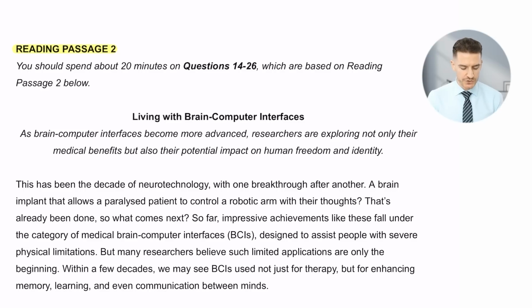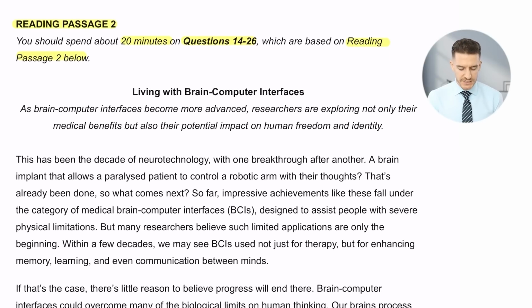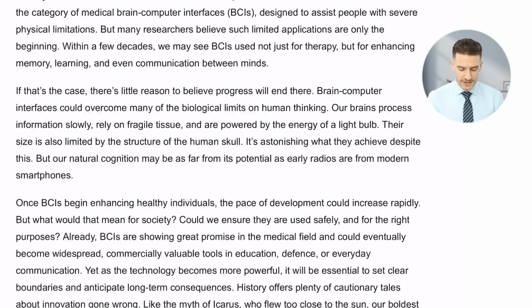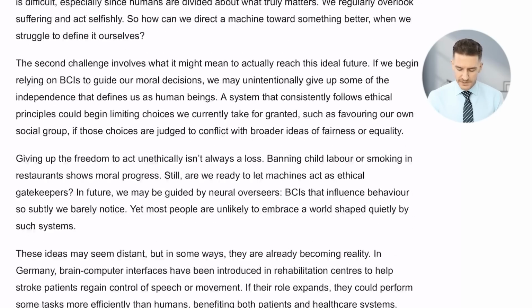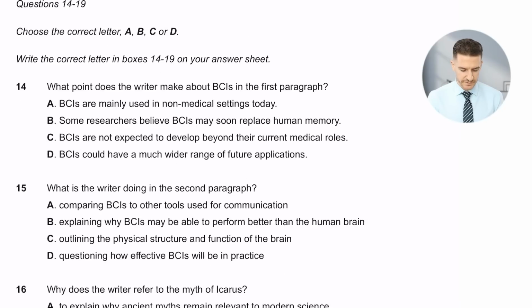Okay, reading passage 2. You should spend about 20 minutes on questions 14 to 26, which are based on reading passage 2 below. Now, this passage here is called Living with Brain-Computer Interfaces. Now, we don't have to read the subheading, we can skim the passage. We can just go straight down to the questions. And that's what we'll do for the purposes of this video.